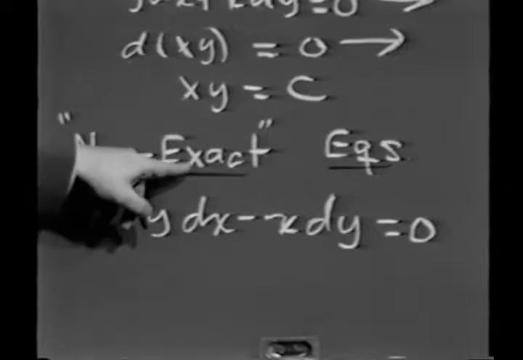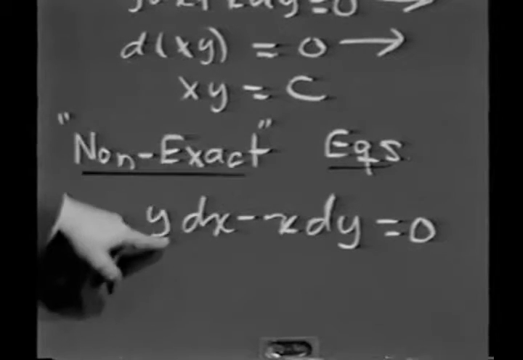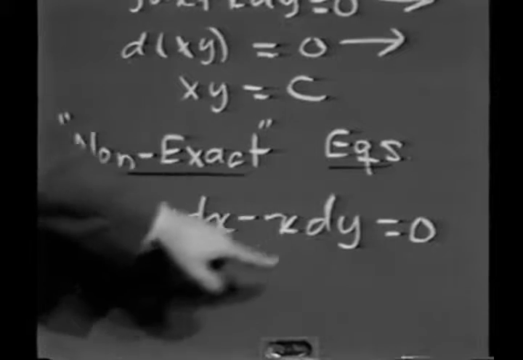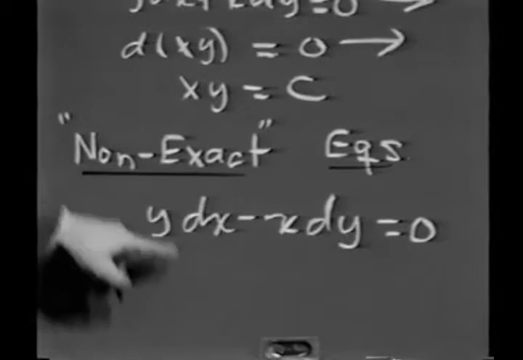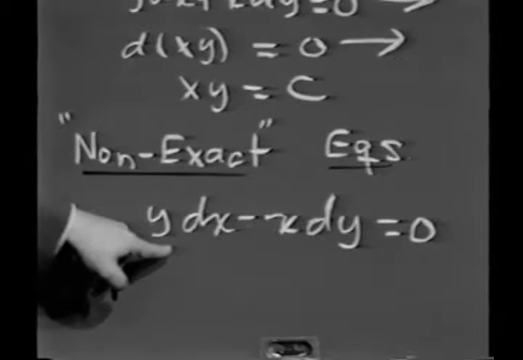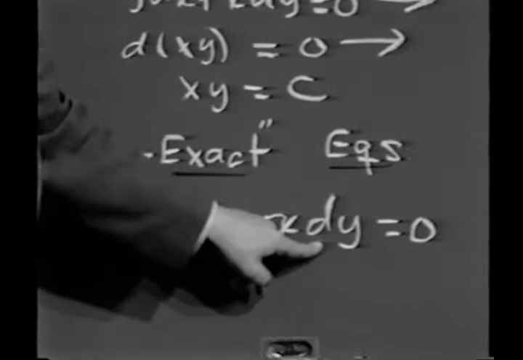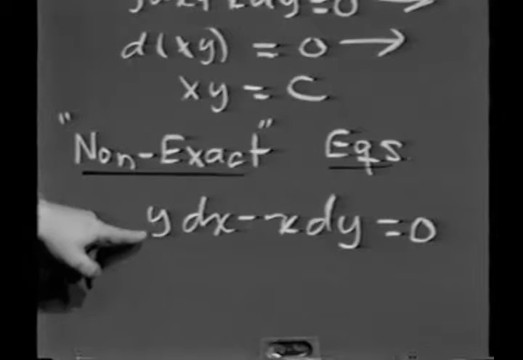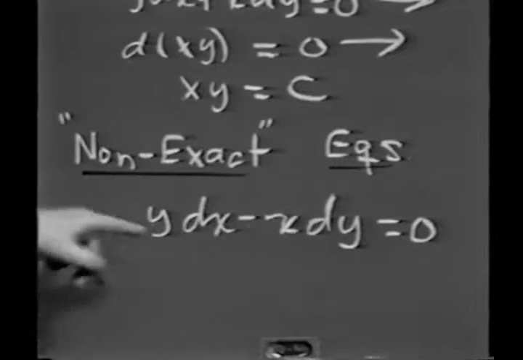See, non-exact means what? Not that the equation isn't exact, but the differential isn't an exact differential. Look at y dx minus x dy. The partial of y with respect to y is 1. The partial of minus x with respect to x is minus 1. This thing is not exact. Consequently, this is not the differential of any particular function.